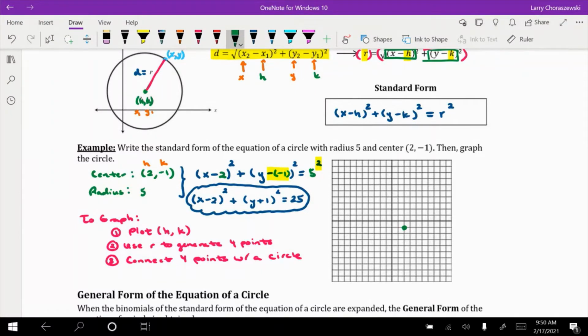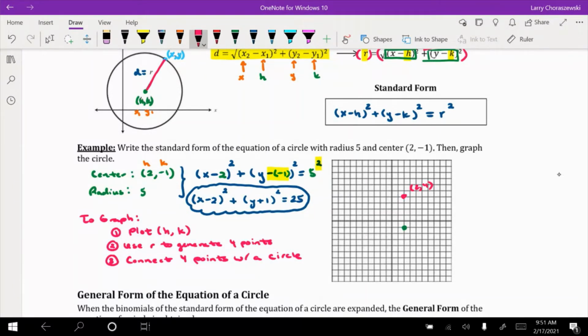The easiest 4 points to get are those that are above, below, and then to the left and right of the center. Kind of like a Mortal Kombat cheat code, up, down, left, and right. But anyway, what you do is you start at your center, which is at (2, -1). And since our radius is 5, I'm going to go 5 units above it. And it might help to label that point just for reference. That would be at (2, 4).